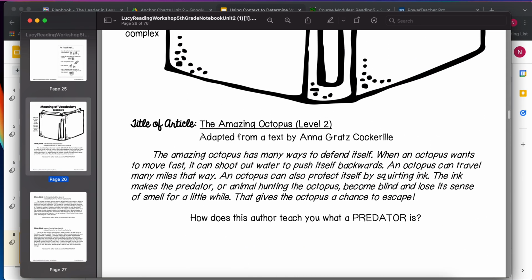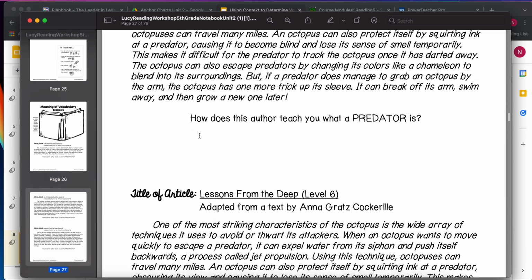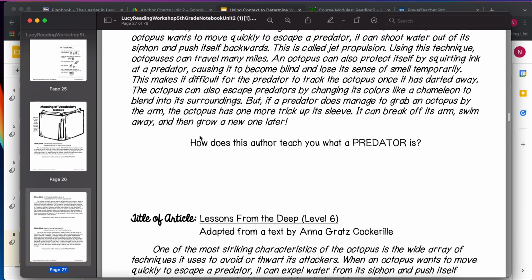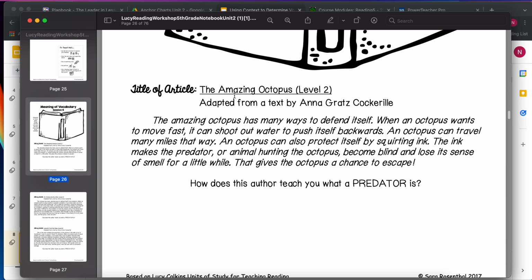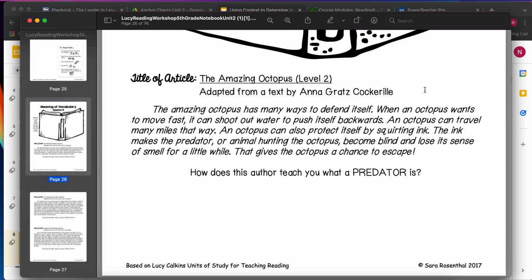So we've got some text here. It's the same type of text, but it's at three different levels. If we look, we start here at level 1, and this is The Amazing Octopus. We've actually talked about the octopus a couple of times already. So let's read this paragraph. And then I want us to answer the question, how does this author teach you what the word predator is? You may already know what predator means, but I want you to focus on the context of this paragraph and see how the author is trying to teach us what this word means.